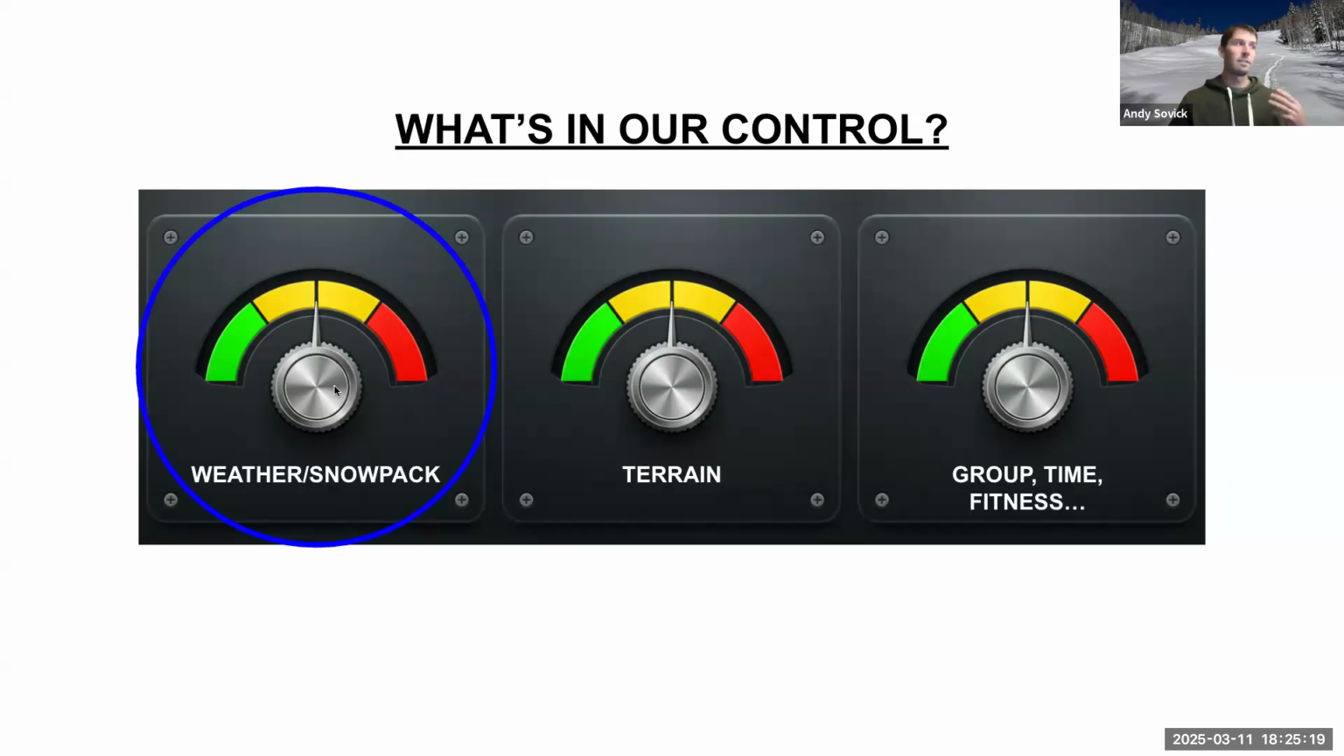So what is the weather today? What is the snowpack? If it is a dangerous snowpack today and the weather is a little bit iffy, well, that means that I should probably adjust my terrain accordingly and probably adjust these other things that are in my control: group, time, fitness, other variables like that. If I'm going to go out in the backcountry today with the elevated avalanche danger, I'm really going to be turning these dials down, essentially. Make it so that I can be in a little bit more control of the plan.